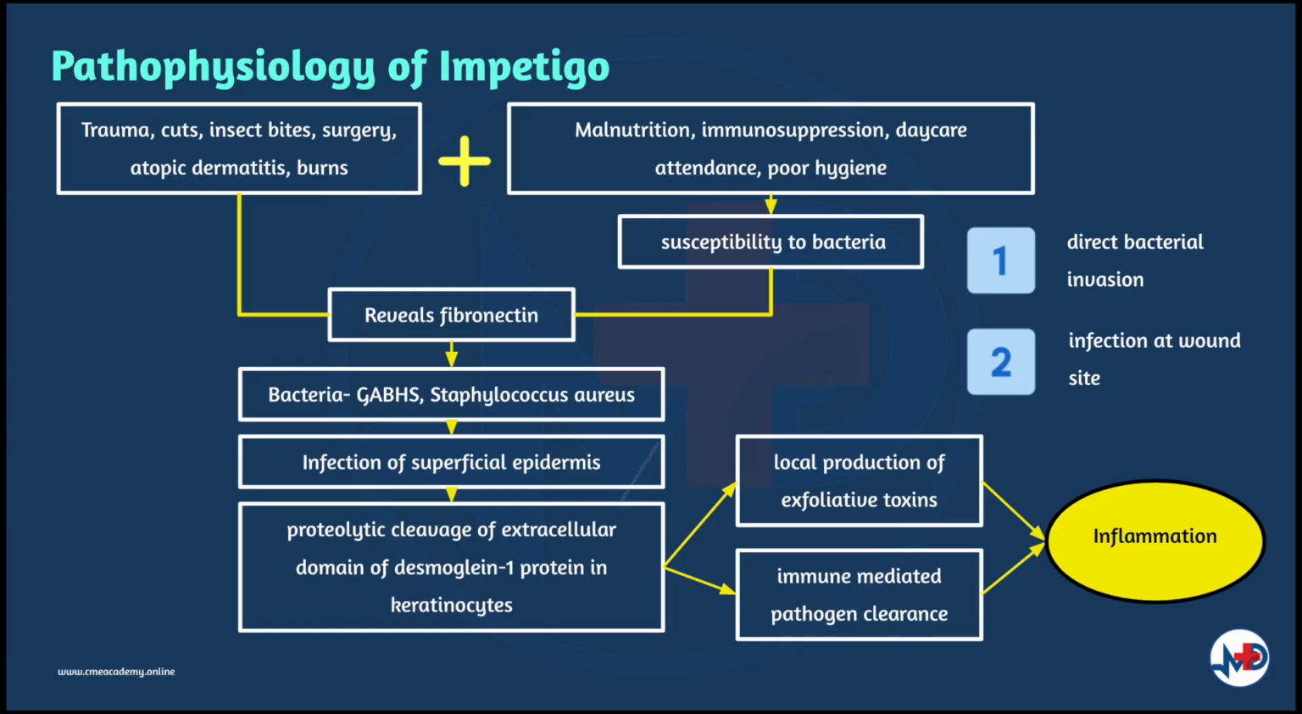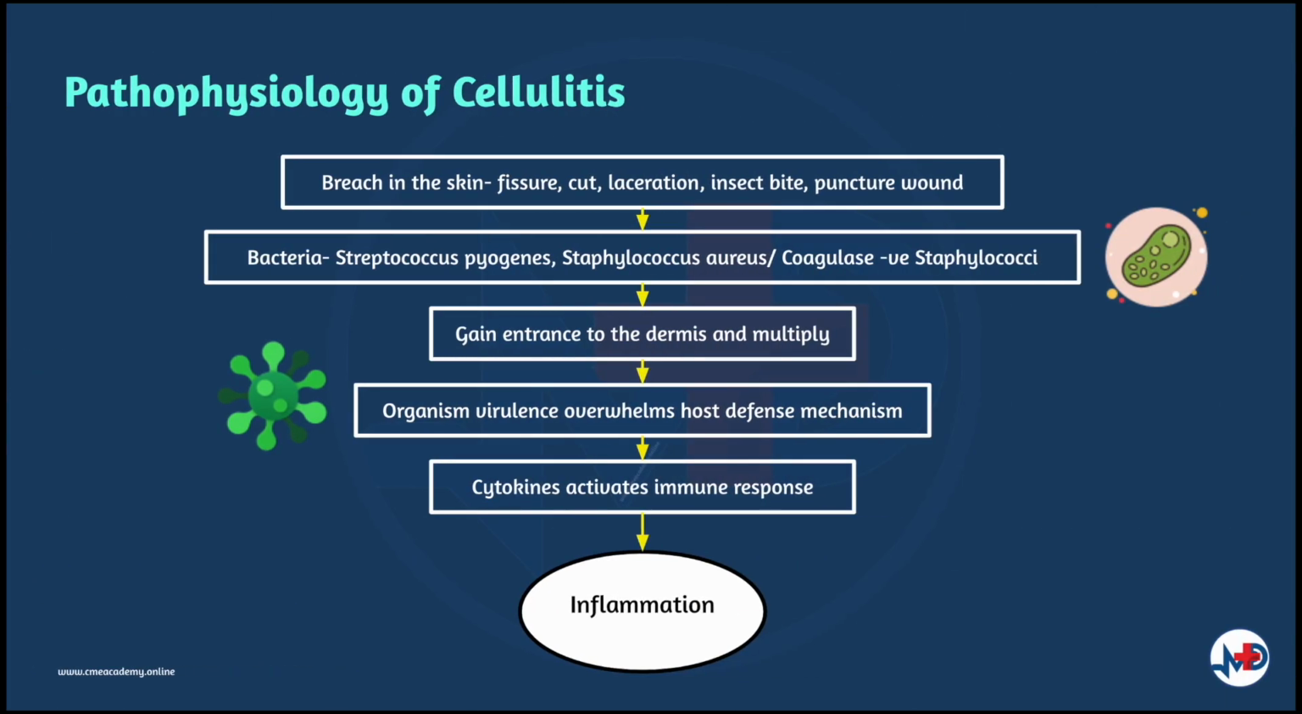Some of the risk factors of impetigo include overcrowding, poor hygiene, daycare attendance, diabetes, malnutrition, and immunosuppression. Conversely, the bacteria causing cellulitis include Streptococcus pyogenes, Staphylococcus aureus, or coagulase-negative staphylococci. Once again, any breach in the skin due to insect bites, lacerations, fissures, cuts, or puncture wounds will serve as an entry point into the dermis for this bacteria. Here, the bacteria will multiply. Eventually, the organism's virulence overwhelms the host defense mechanism, leading to the release of more cytokines activating the immune response and thus resulting in inflammation, which is known as cellulitis.